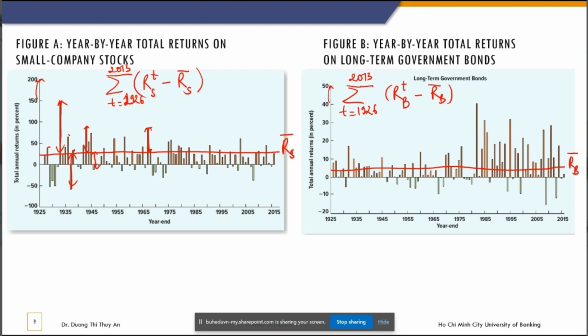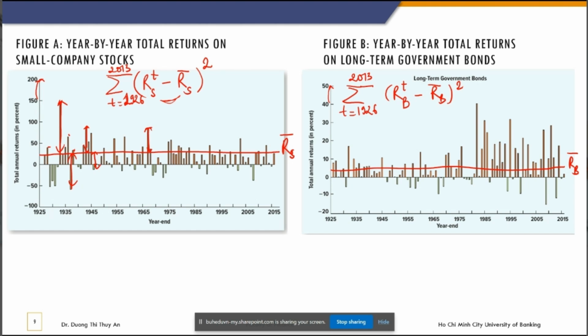But wait, when I take the total of the distances, there's one problem: in some years the return is negative. So this number becomes negative, and if we take the sum, the terms can cancel out. To eliminate the impact of the negative sign, because I want to measure only the distance, I take the square. And I do the same here.